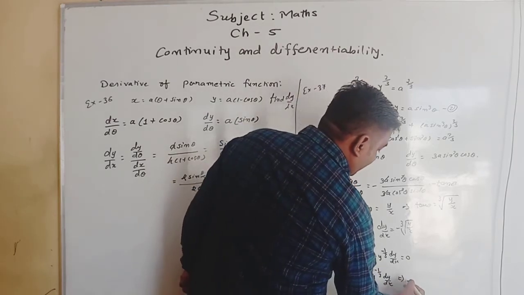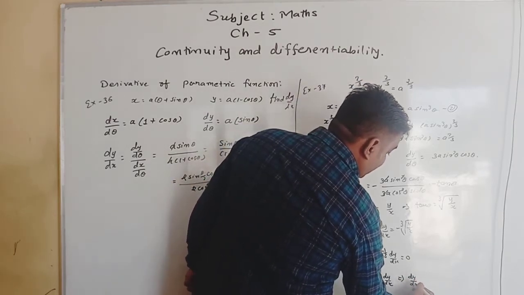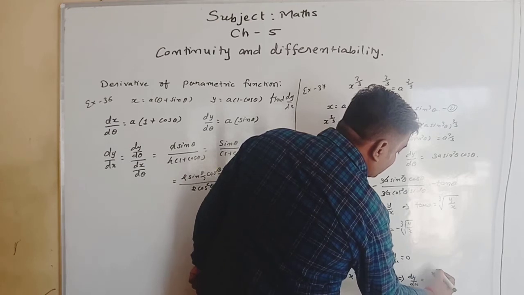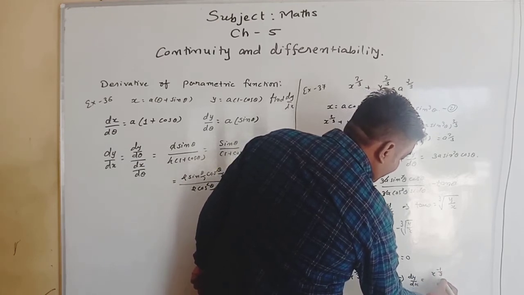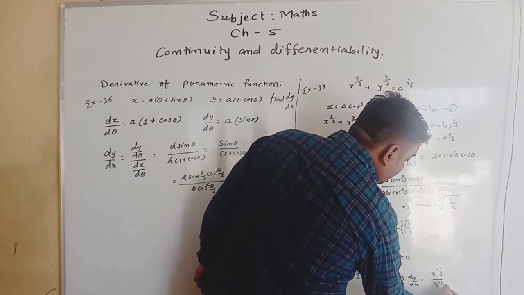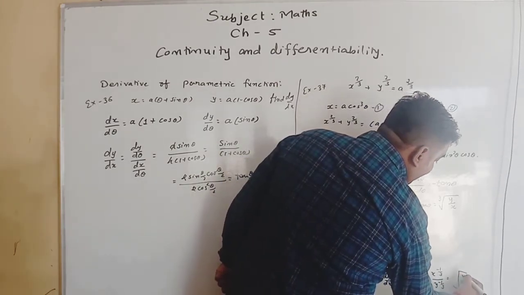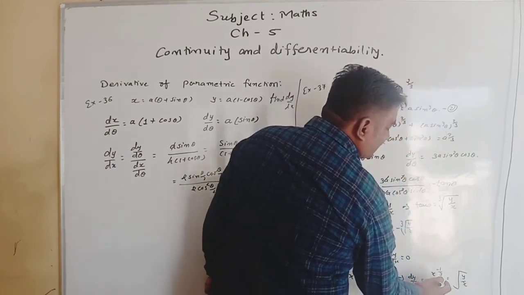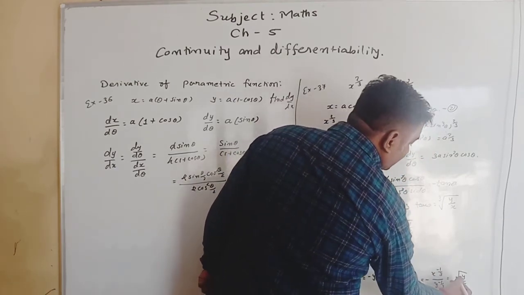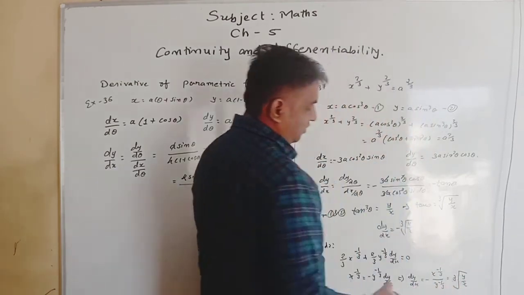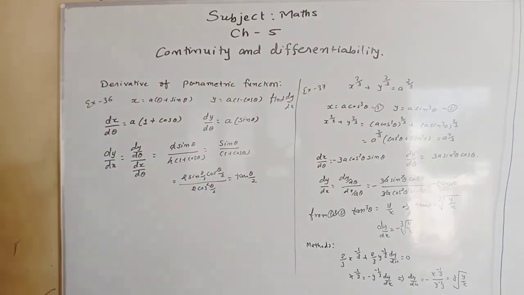And so directly we can write dy by dx equals to minus x raised to minus 1 by 3 upon y raised to minus 1 by 3, and that can be written as minus, because the minus sign will remove, then y will go up and x raised to cube root. So like this way also we can calculate this sum.